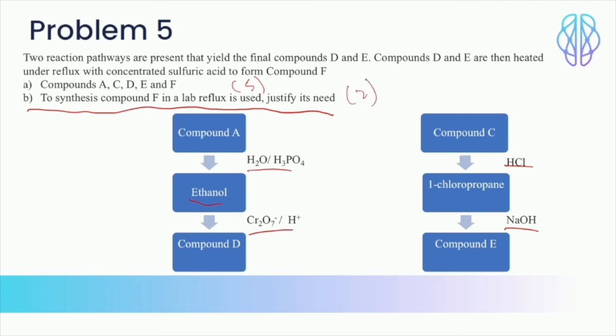So you should by now be getting good at correlating how many marks it's worth with how much information you need to provide. So if A is worth 5 marks and you need 5 things, it's 1 thing per mark. So if you get A and C, D, and E, and F right, you know that's 5 marks there. With B, it says to synthesize compound F in a lab, reflux is used. Justify its need. So why do we really need reflux? For 2 marks, you should be aiming to give about 3 concrete reasons.